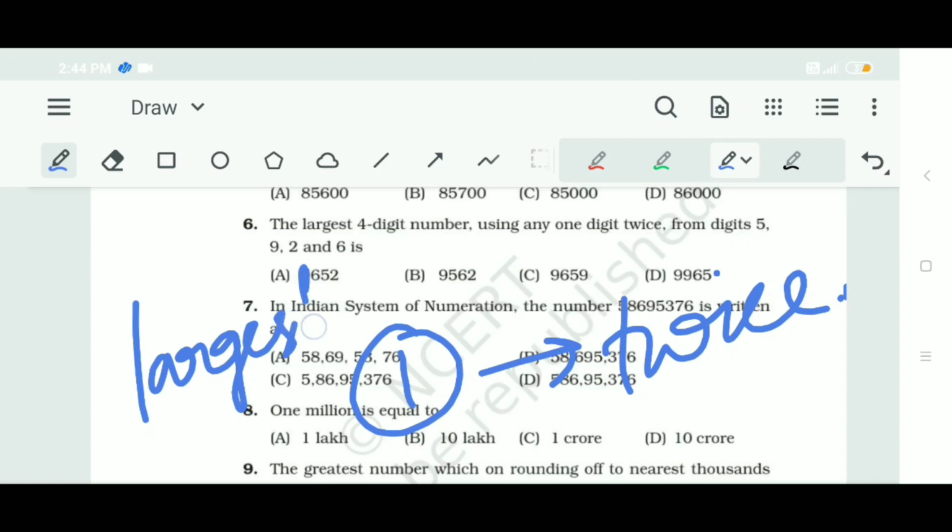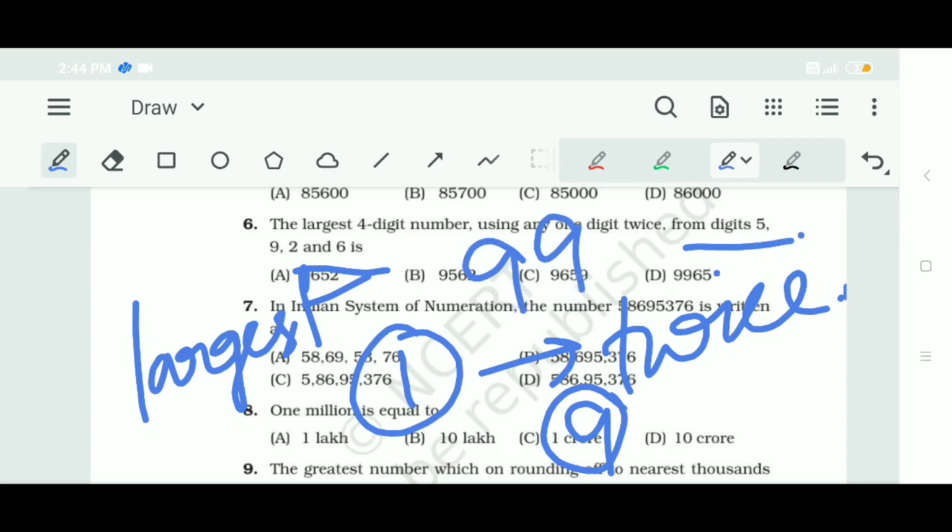So for making it largest, we can easily understand that the digit 9 is the greatest among all. So we can use 9 twice. Then we have to find the next largest digit. Then we have to find the third largest digit. So 9965 will become the answer. Let's come to the next question.